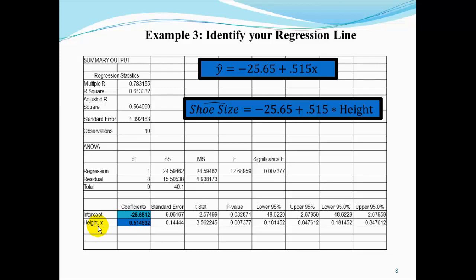Using our B0 and our B1 values, we can construct our least squared regression equation as y hat equals our B0 value plus our B1 value times x. For our problem specifically, our y value was the shoe size, so we can predict the shoe size as negative 25.65 plus 0.515 times our independent variable, which was height.